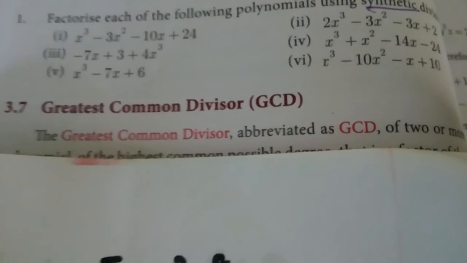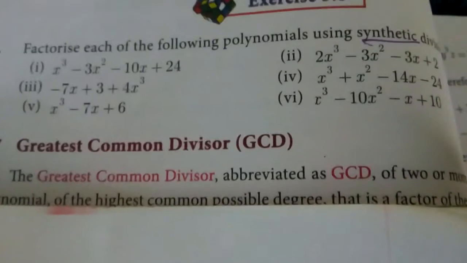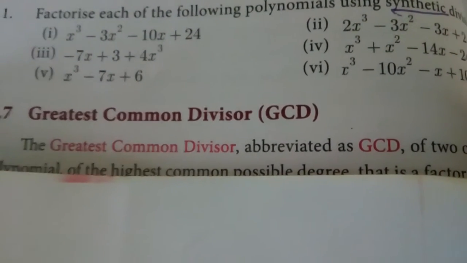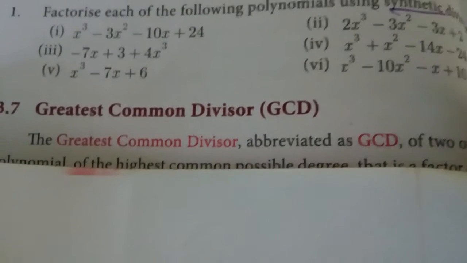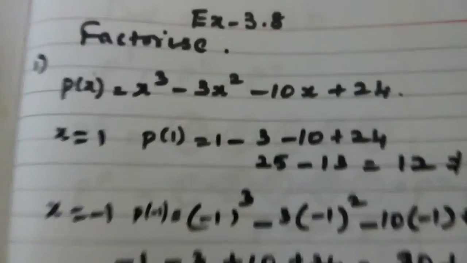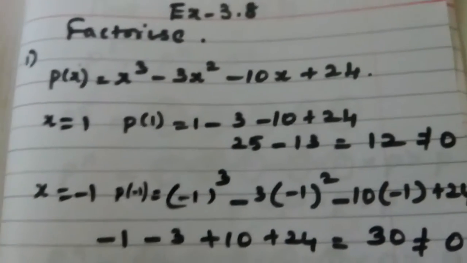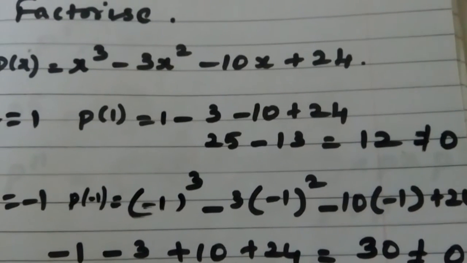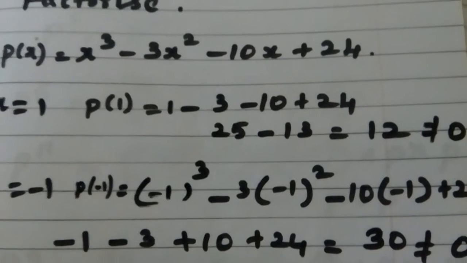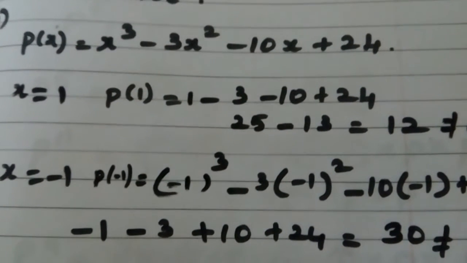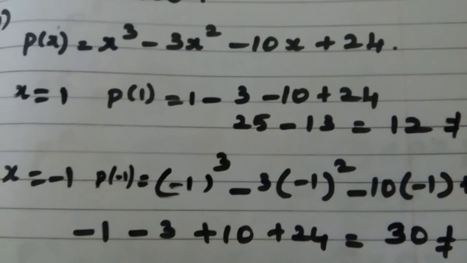The question is x cube minus 3x squared minus 10x plus 24. So as we did in synthetic division, same process we are going to do here also. Is it clear? Now see, we can assume the polynomial to be p of x. P of x is equal to x cube minus 3x squared minus 10x plus 24. Now we are going to find the factors.